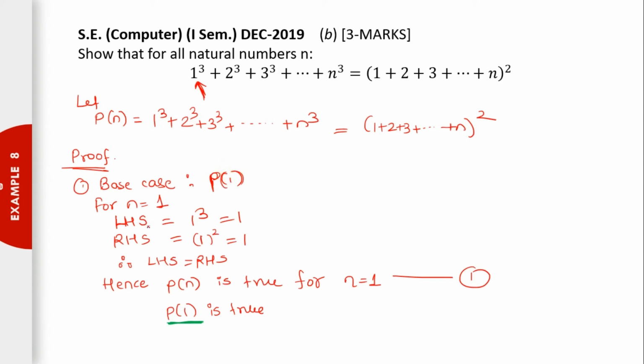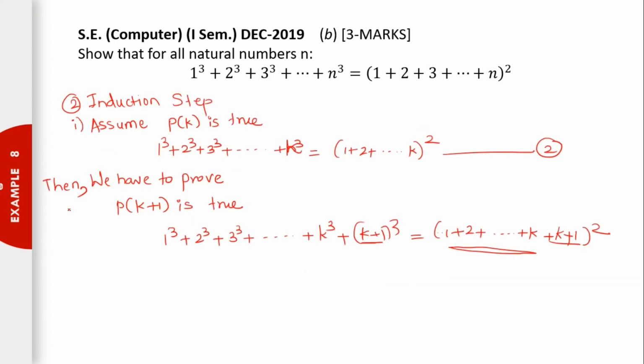Now P of 1 will be true when the LHS and RHS of this equation are equal. LHS will be 1 cube, which is equal to 1, and RHS will be, instead of n, just put the value, that will be 1 whole square, which is 1. So LHS and RHS are equal. So P of 1 is true for the given equation. Next step is the induction step.